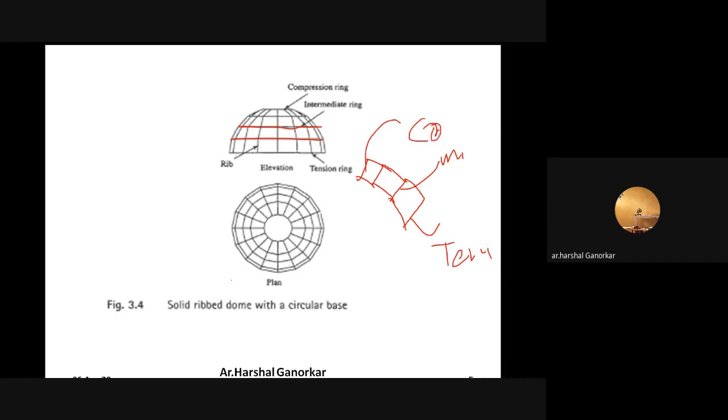Now why is this called a solid rib? Just because it is going to meet or join at this meridional portion, and hence it is called a solid rib. It gives a solid portion over this. So that's why it is called a solid rib.